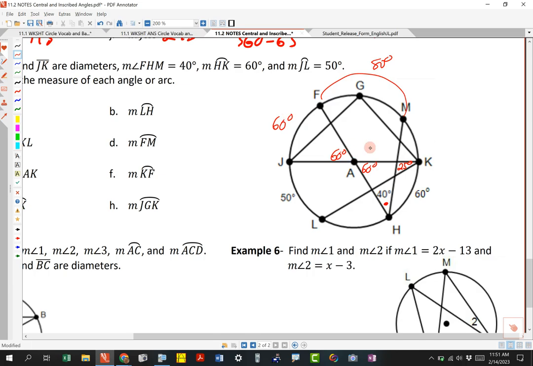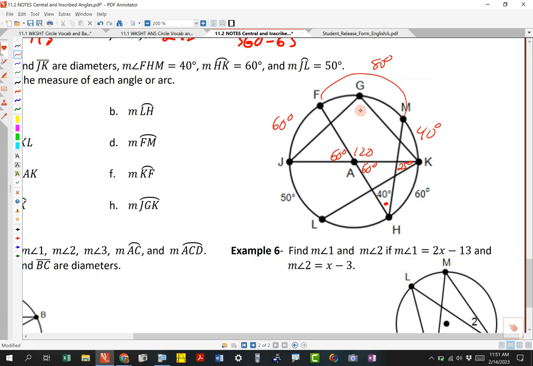Anything else? Jack? That one above it is 120. Okay, this one right here is 120 because if this is 60 and that's a diameter, this has got to be 120, which is kind of cool because if this whole thing is 120 and that's 80, that means this is 40. Yes. Good there? Wait. Oh, it's because JK is the diameter. So now we know what LH is.